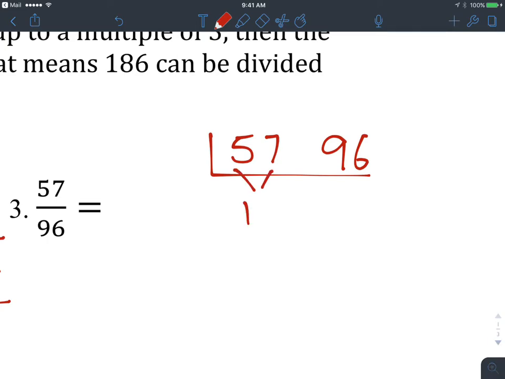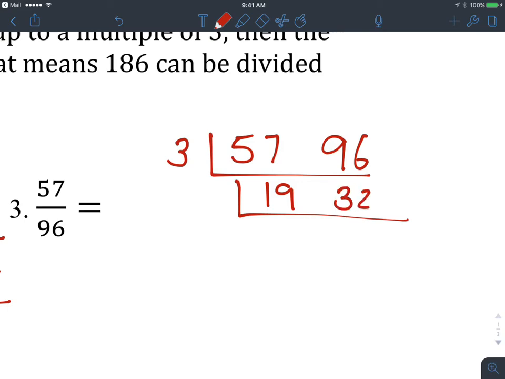We're going to add 5 and 7, which is 12. 9 and 6 is 15. Both are multiples of 3, and so that means that 3 is going to be able to go into both of them. So let's figure out how many times. We did 57 earlier. 3 goes into 57 19 times, and 3 goes into 96 32 times.